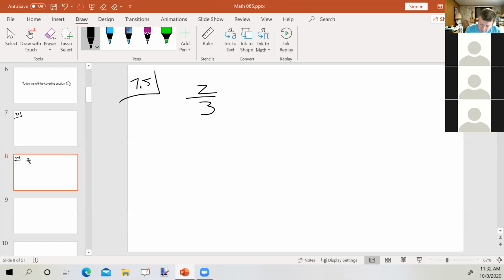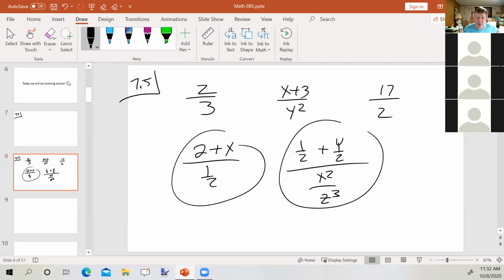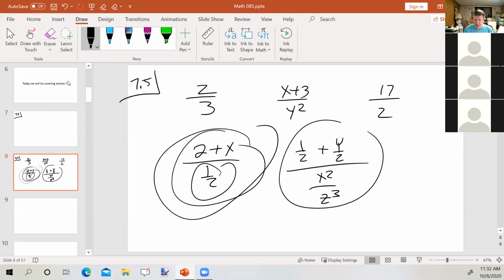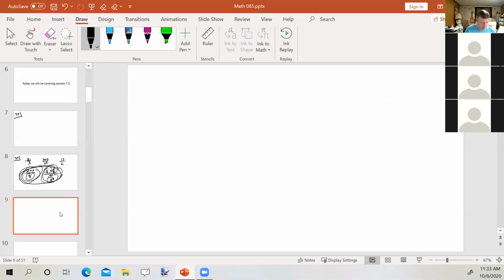Here is a simple fraction, 2/3, x plus 3 over y squared, 17 over 2. Those are simple fractions. A complex fraction would be something like 2 plus x over 1/2, or 1/2 plus y over 2, all over x squared over z cubed. So what makes these complex fractions? Well, there is more than just the big fraction. For instance, this one has a fraction within the denominator of the big fraction. This one has fractions within the numerator and within the denominator of the big fraction. So our goal here is to take complex fractions and turn them into simple fractions and then simplify them further if we can.